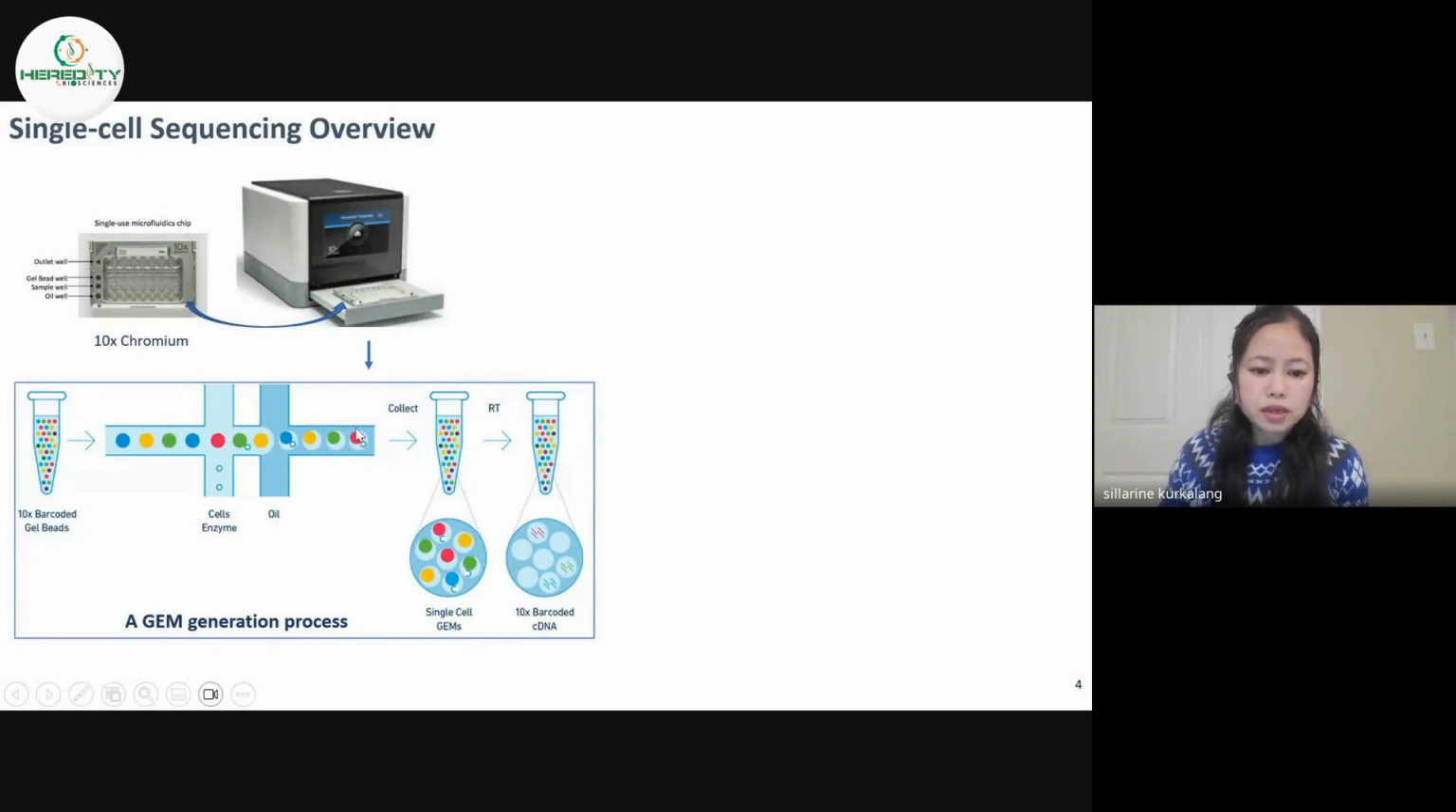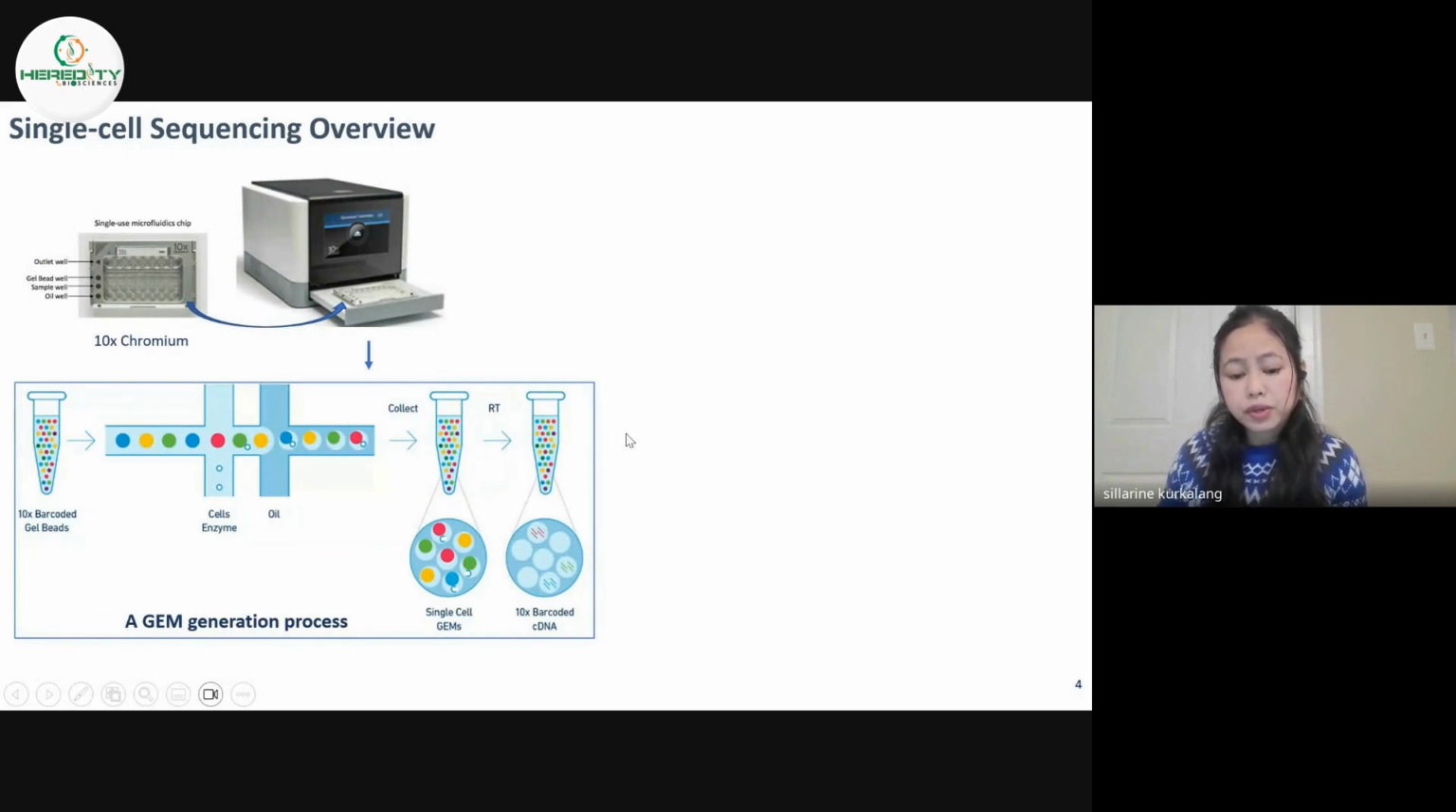After the gem generation is completed, we will take out this chip from the machine, and from this row we will collect the gems in a tube. Now in each tube you have many thousands of gems, where each gem, as I told, contains the gel bead, the cell, and the RT reagents and the enzyme required for generation of the cDNA for each particular cell. Once we collect the gems, we incubate them in a thermocycler for reverse transcription, where it will generate the cDNA inside the gem. So each gem now has the cDNA from a particular cell.